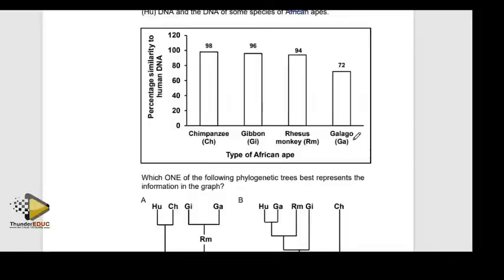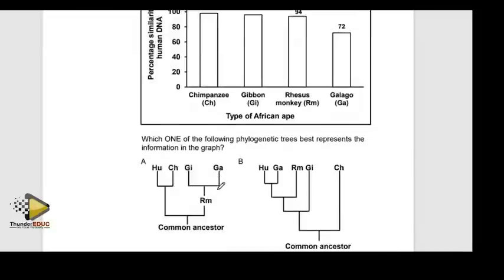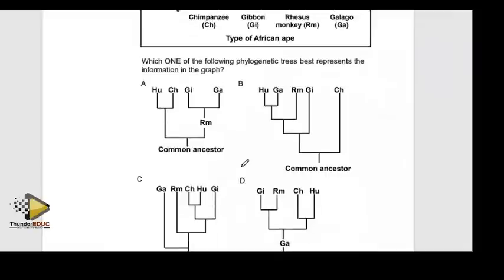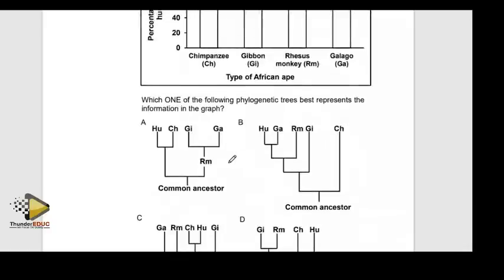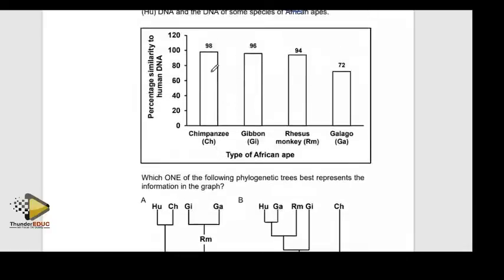And then the galago, we share 72% DNA. So now a question is asking, which one of the following phylogenetic trees best represents the information in the graph? They are saying that basically if you look at these percentages, the more it is shooting towards 100, the more we are related. It means that humans and the chimpanzee are more closely related than humans and the gibbon.